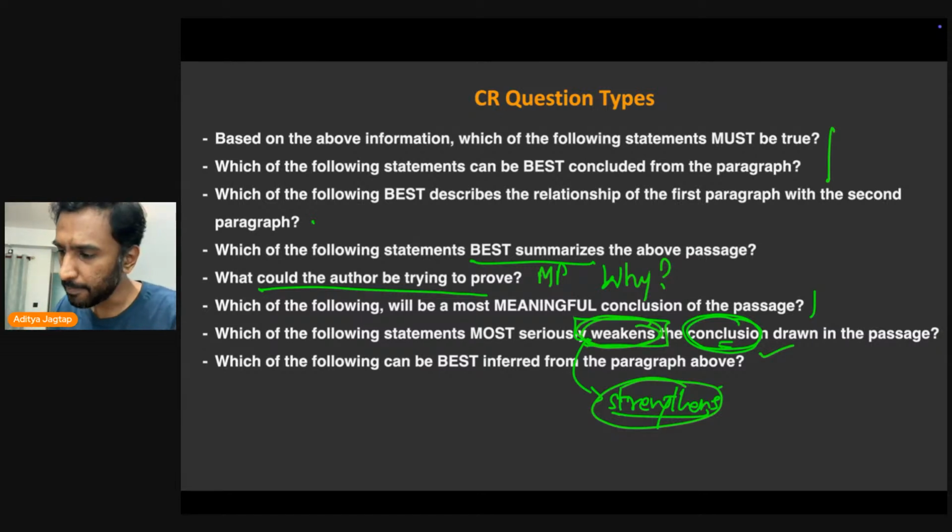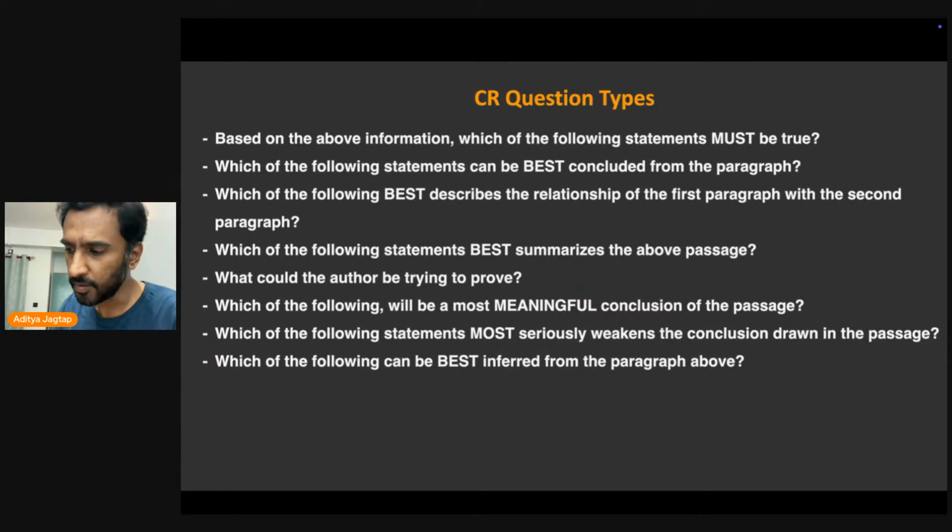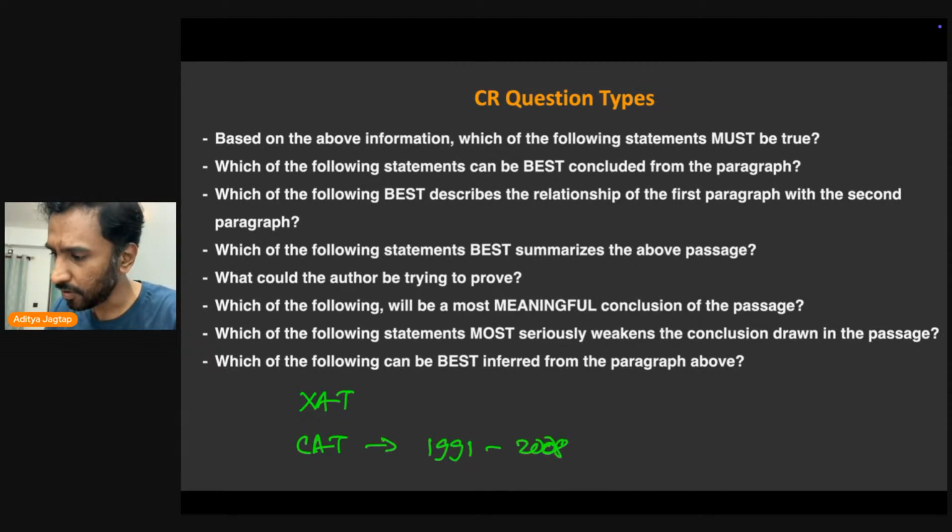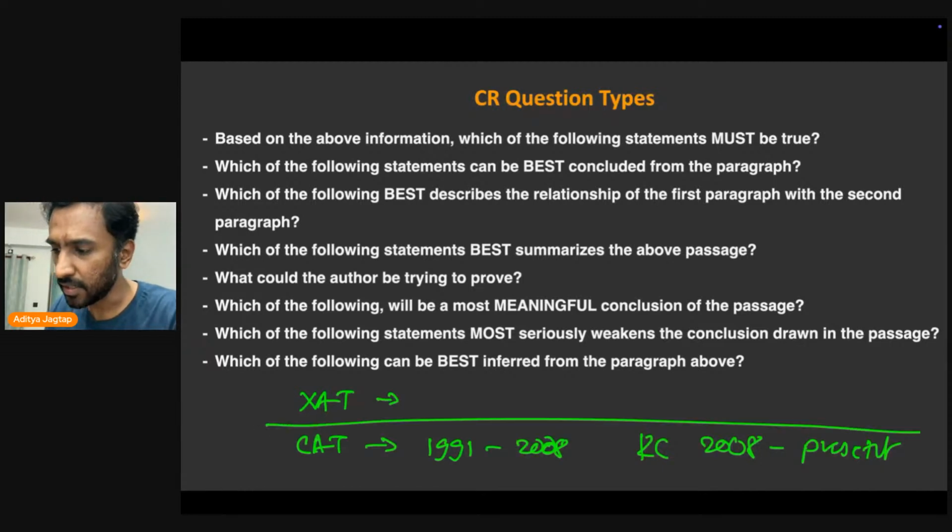And which of the following can be best inferred from the paragraph above? These are your critical reasoning questions. These are best found in previous year XAT papers, previous year CAT papers from 91 till 2008 especially, and of course all the RCs from 2008 till present from CAT. And the same thing applies to XAT. Since the start, you can simply solve previous year XAT papers, and you will find all of these question types in there.